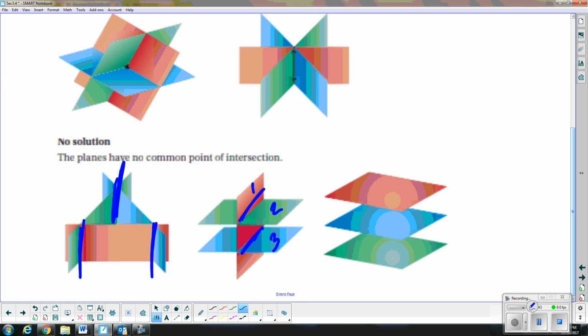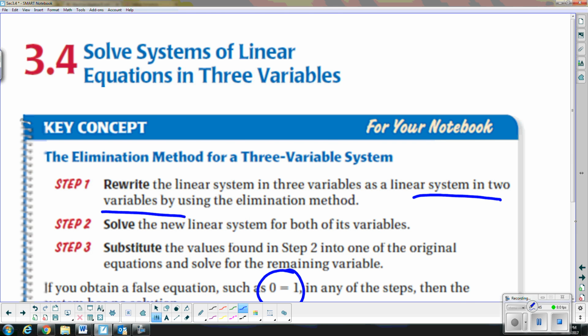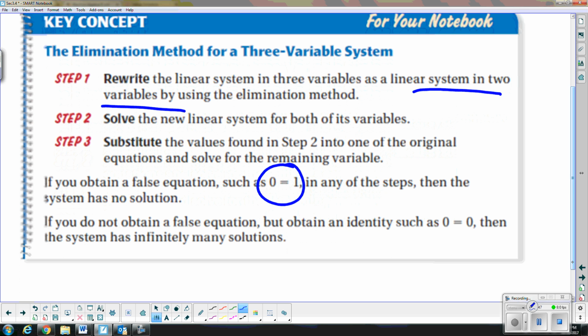Okay? But if we get something that says 0 equals 0, we have to make sure that's true with all 3 equations. So normally, if we only had 2 variables, and we got a true statement like this, 0 equals 0, we could stop and say, okay, this is true. 0 is always going to equal 0. So this has infinitely many solutions. But when we're working with 3 variables, we have to make sure this is true for all 3 equations involved.